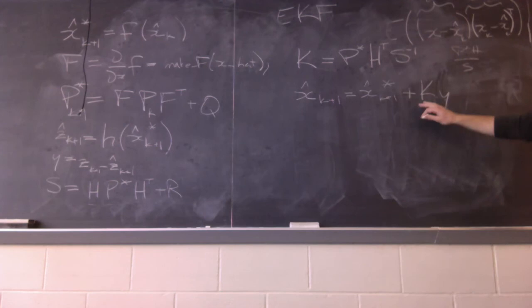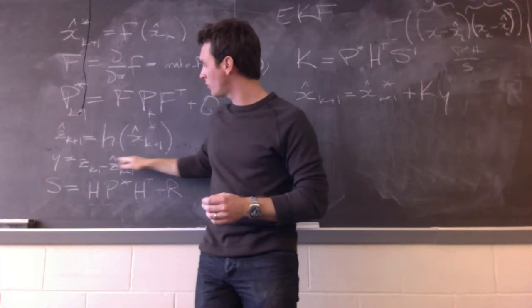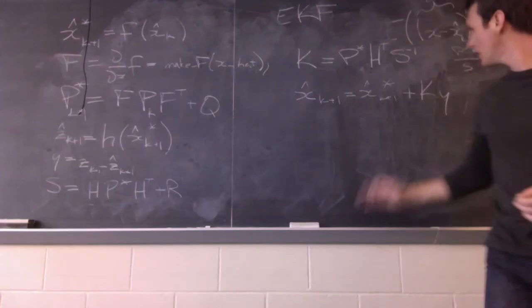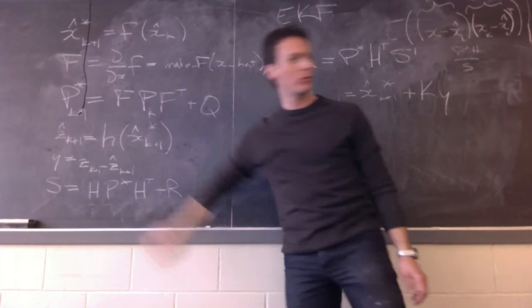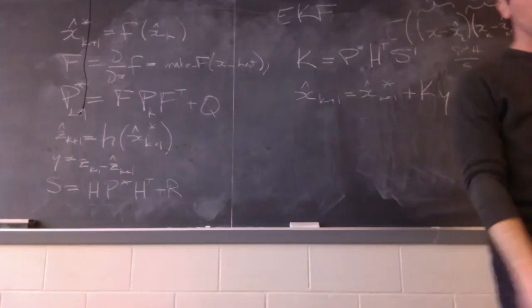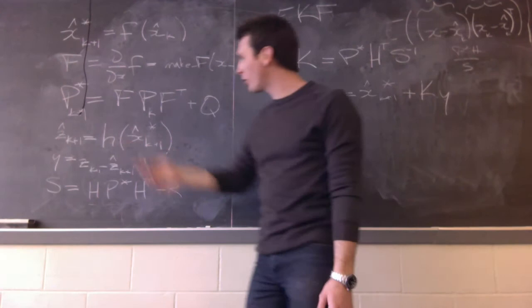If K is pretty much one, notionally one, then I'm going all the way from what I predicted to what's implied by what I observed. So that'll pretty much just give me whatever change in state is supposed to happen in order to have gotten this number instead of this number. If you're Kalman filtering a serious system, K might be like a half, might be like a tenth, thinking in scalar terms. So it's just how far you go from one to the other.